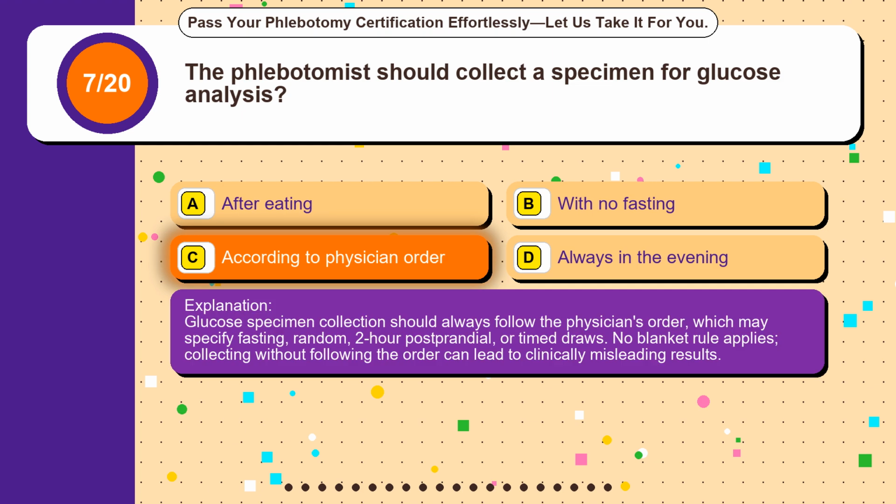Glucose specimen collection should always follow the physician's order, which may specify fasting, random, 2-hour postprandial, or timed draws. No blanket rule applies. Collecting without following the order can lead to clinically misleading results.